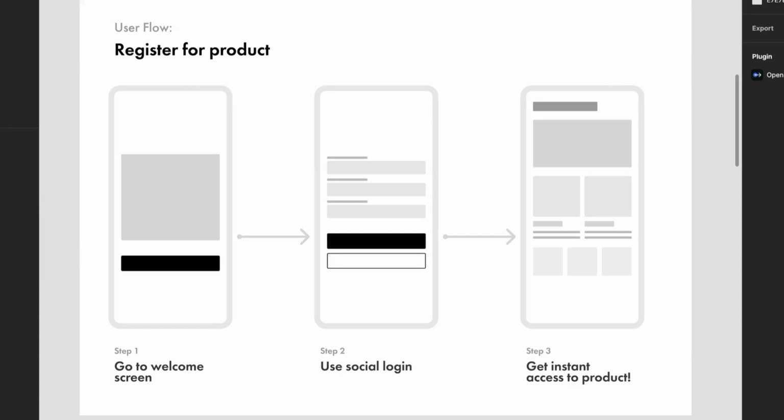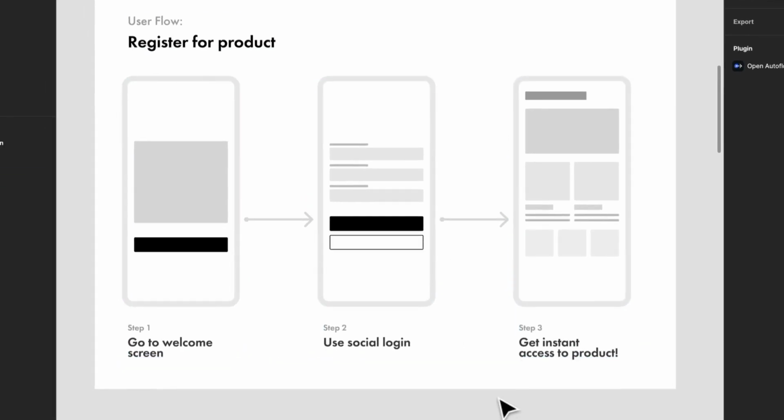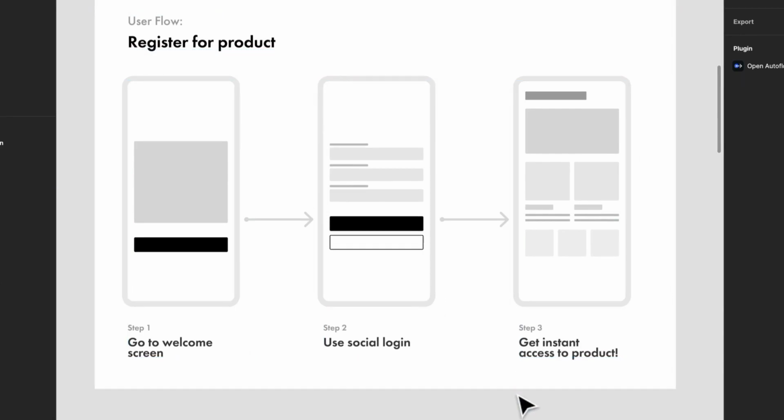So here's an example. This is a very basic user flow. Step 1, a user goes to a welcome screen. Step 2, they use a social login, maybe. Step 3, and they get instant access to the product. That is as simple as it gets.